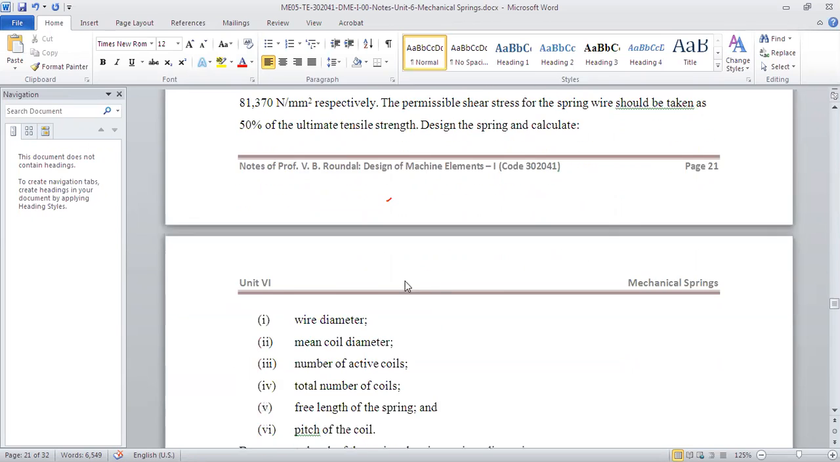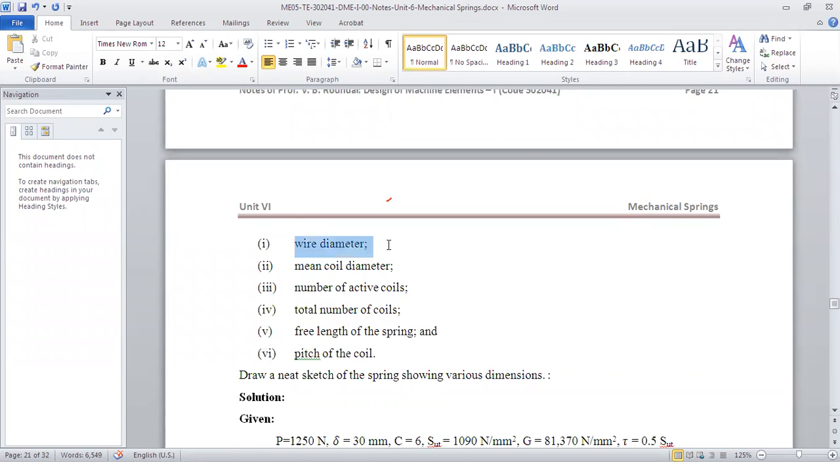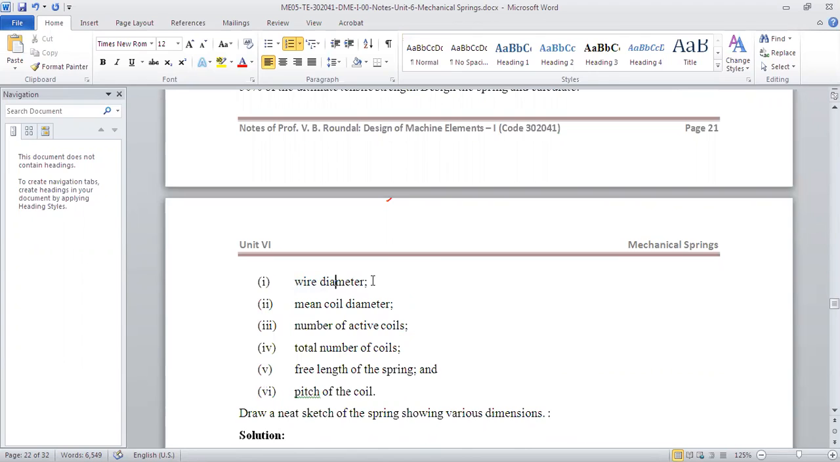So we have to design the spring and find out the wire diameter, small d, mean coil diameter capital D, number of active coils N, number of total coils NT, and free length of the spring. So this will be solid length plus deflection plus allowable gap. And pitch of the coil will be free length upon NT minus 1. Draw a sketch of the spring showing dimensions. Okay, so this is the problem statement.